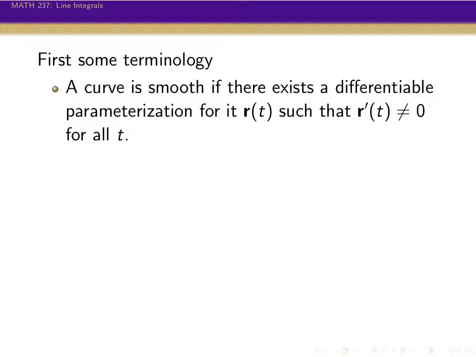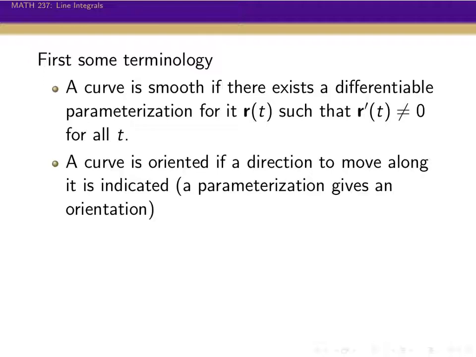A curve is smooth if there exists a differentiable parameterization such that the derivative is never equal to the zero vector for all t. Earlier on in the course, we talked a little bit about smooth parameterizations. Having r prime never equal the zero vector is what a smooth parameterization is. And so a curve being smooth just means that it has a smooth parameterization.